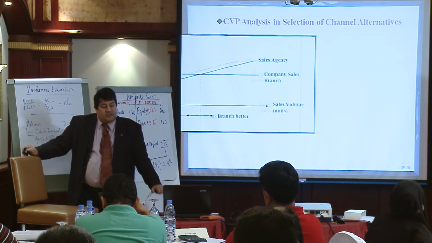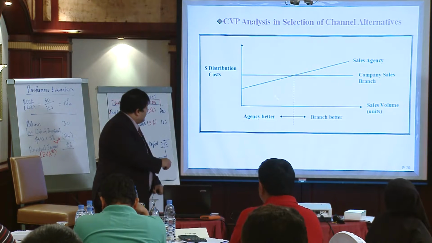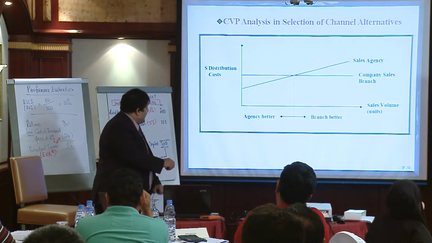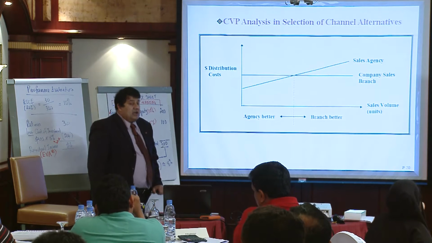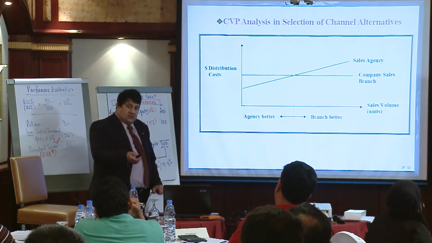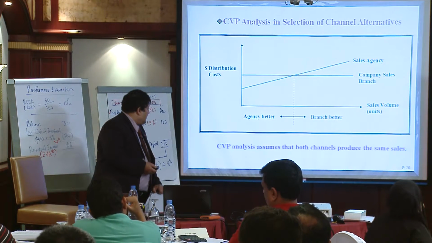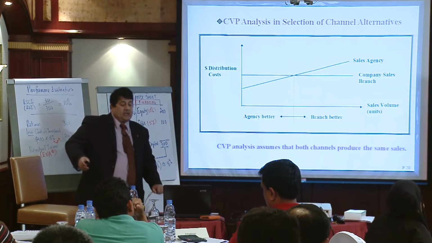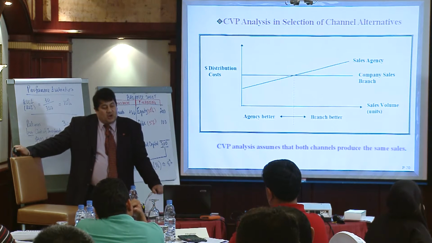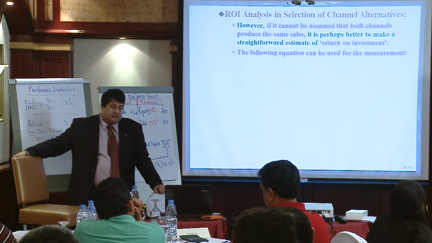So CVP you've seen already. Remember I told you, you can't do this analysis if the branch and the agency have a different capability in terms of performance. CVP analysis works if both channels produce the same sales or are equally capable. What if they are not? What if there's a difference? Then we have to use some sort of ROI analysis.